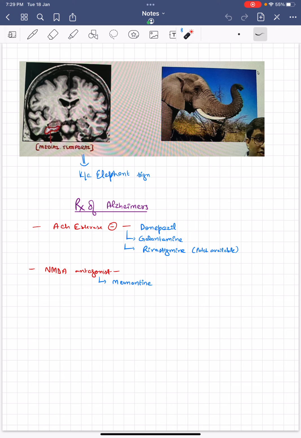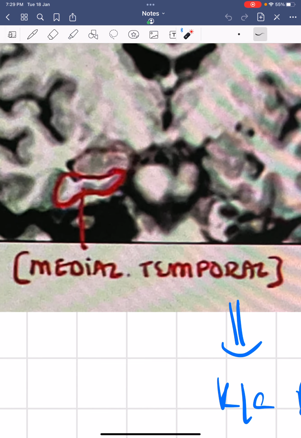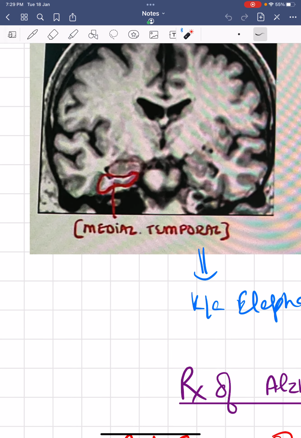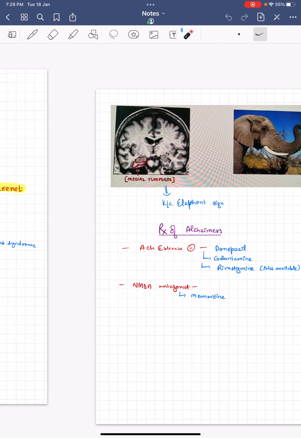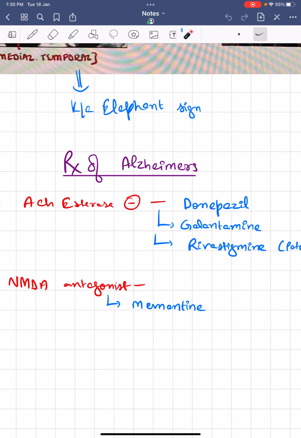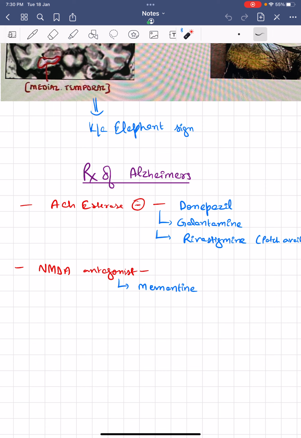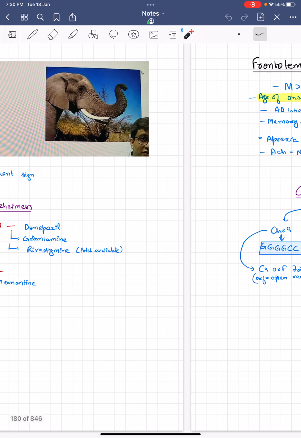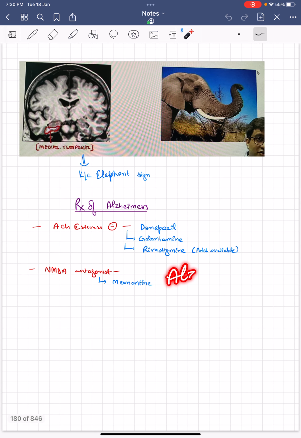I believe this is an MRI. On an MRI, there is an elephant sign. The medial temporal lobe looks like an elephant's trunk. Whatever the way it is. Treatment of Alzheimer's: acetylcholinesterase inhibitors shall be given. Donepezil, galantamine, rivastigmine, NMDA antagonists. So let's revise the whole topic of Alzheimer's again.